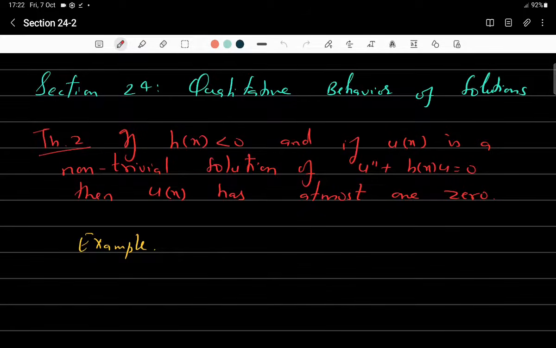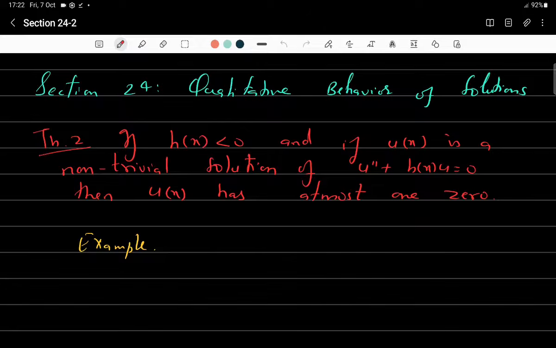Good morning everyone. So recall that in the last class we have discussed the Sturm separation theorem and we talked about how to compute the normal form of a given homogeneous second order differential equation. Now we will discuss a few more theorems.